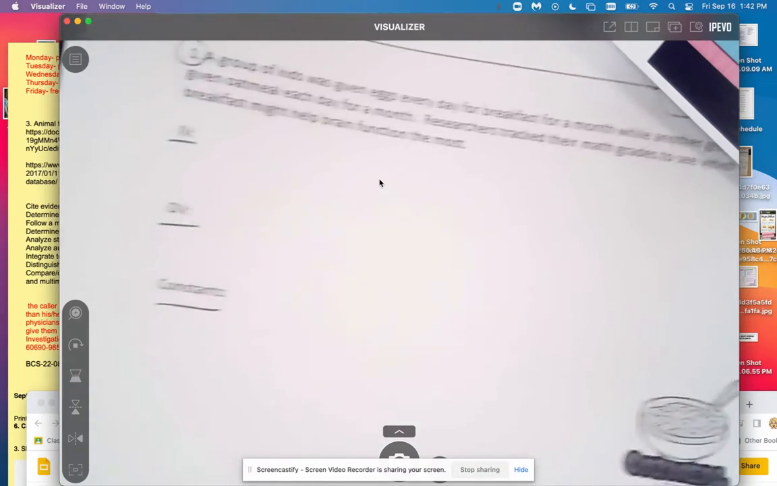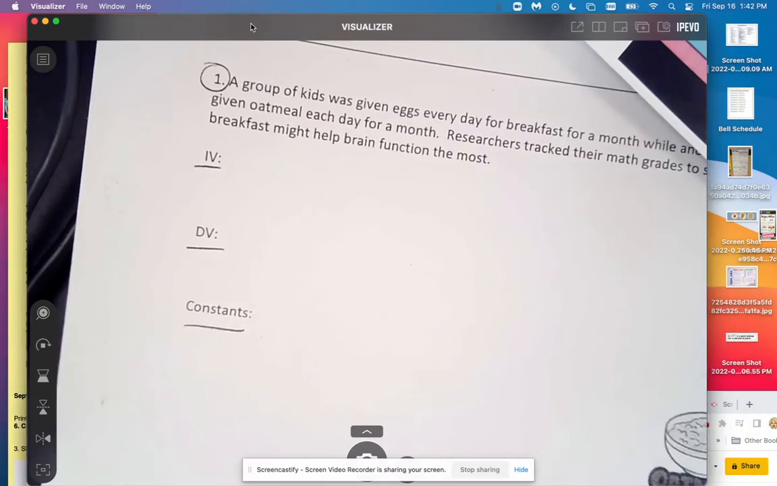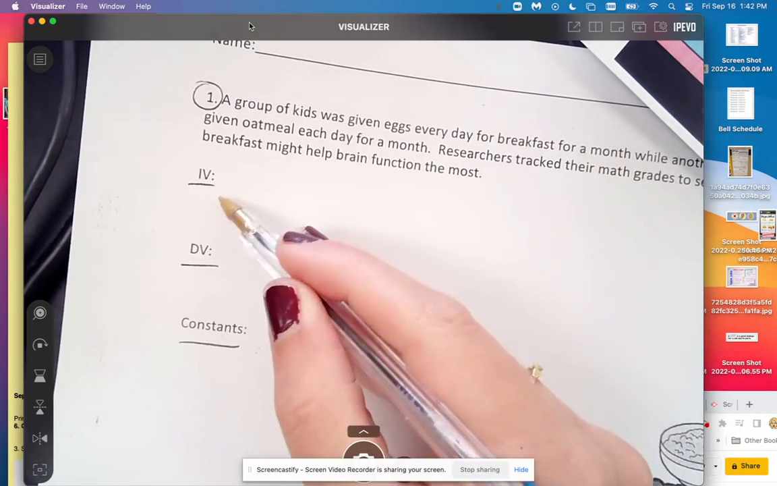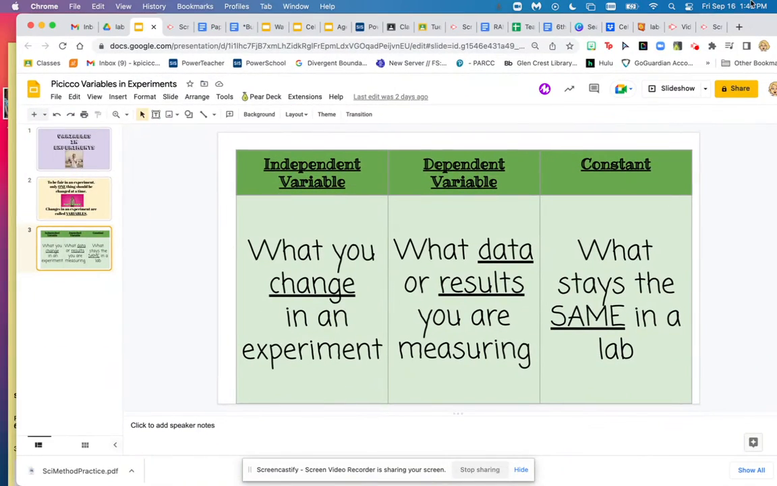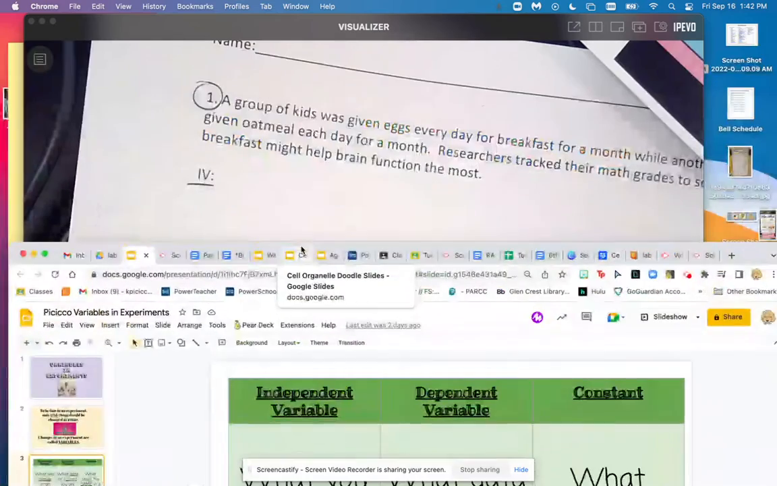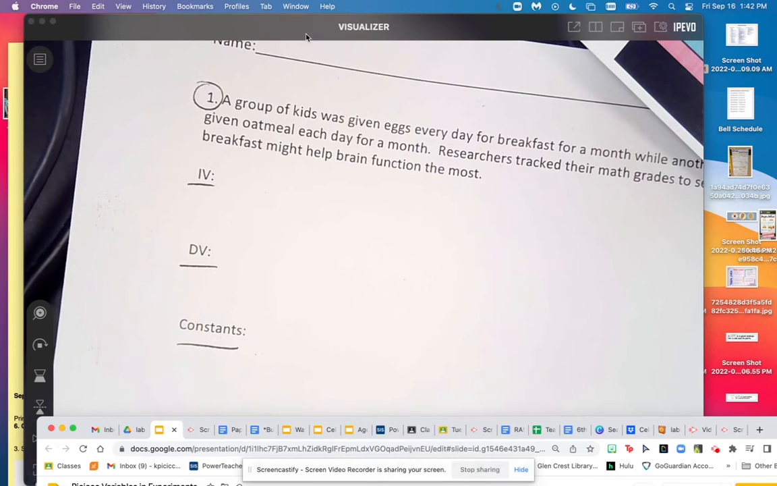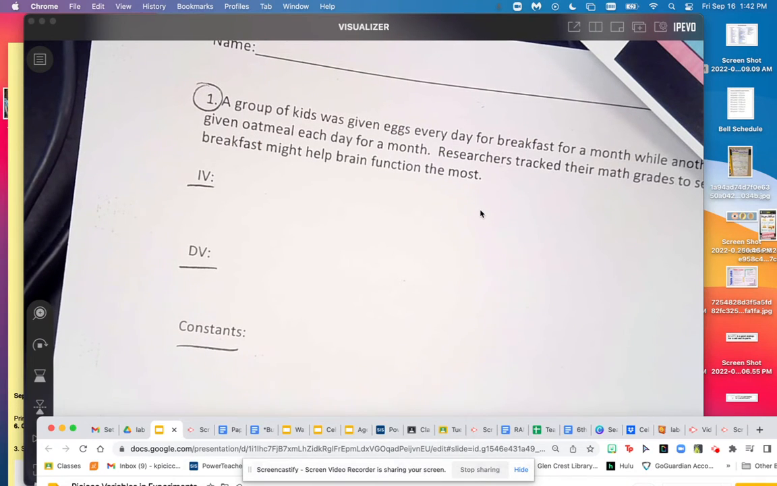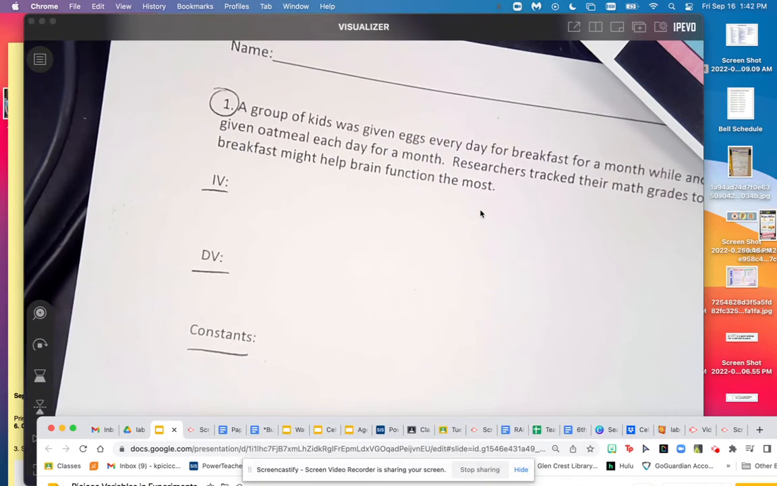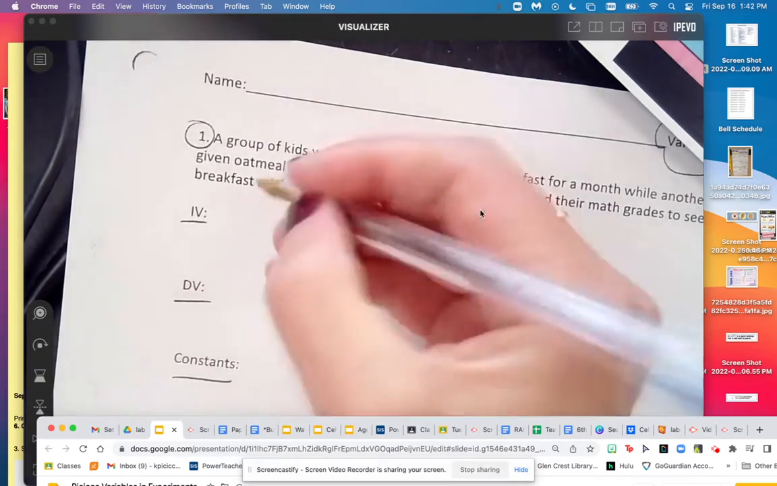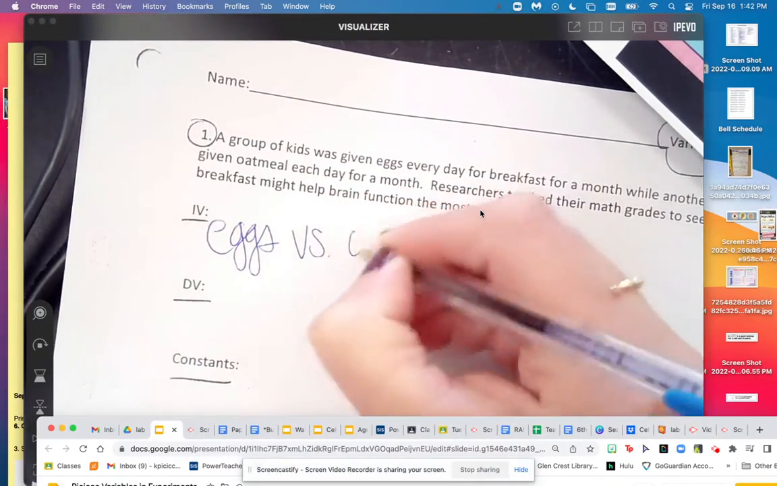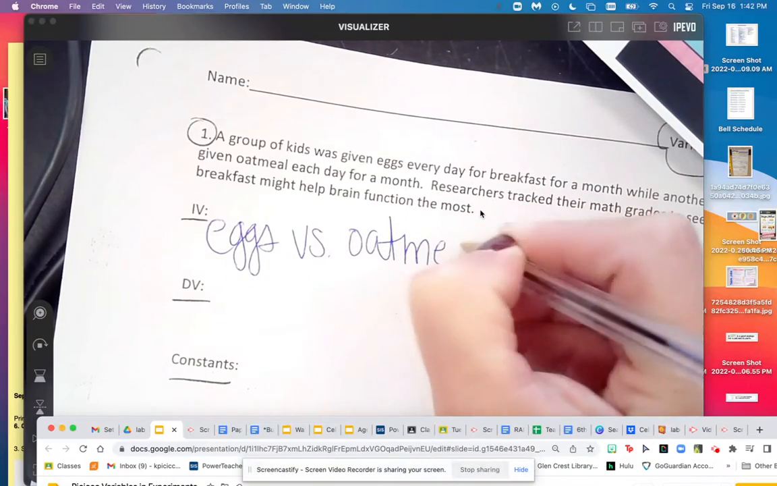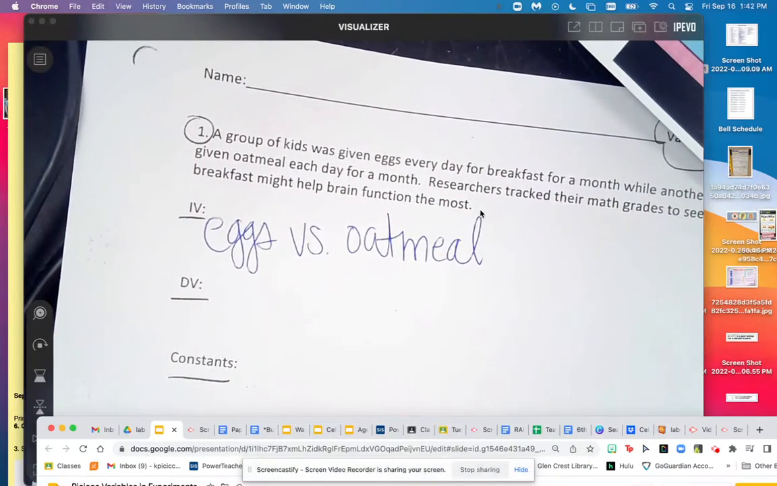The first variable we're going to try to figure out is called the IV, or the independent variable. If you remember from our example, the independent variable is what you change in an experiment. So, what's changing in this experiment for the kids? Well, if you think about it, what's actually changing? What they have for breakfast. So, I would say eggs versus oatmeal. What they have for breakfast is the change I'm making, right?